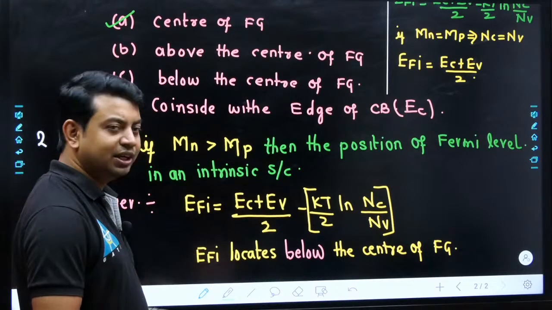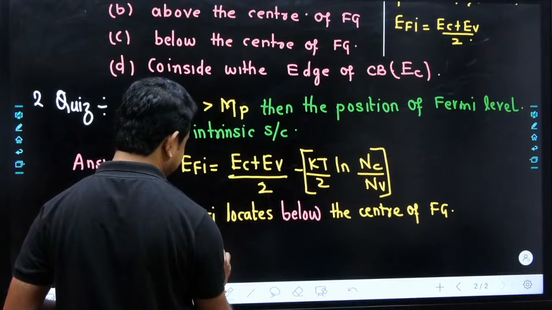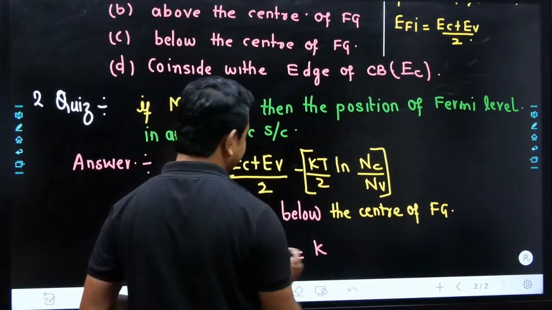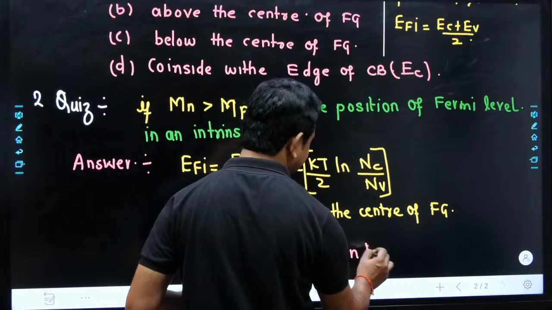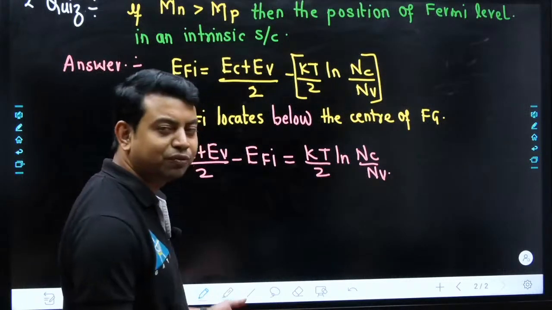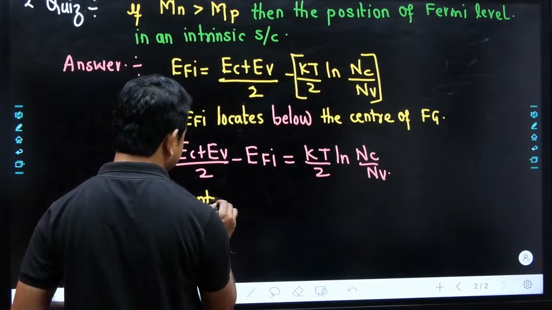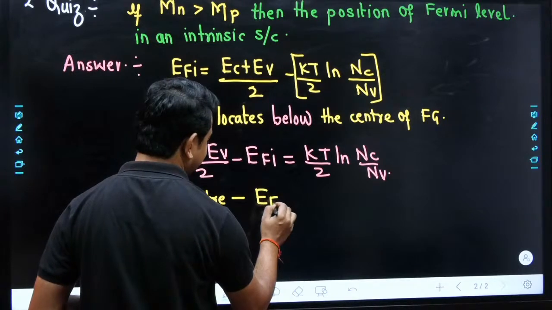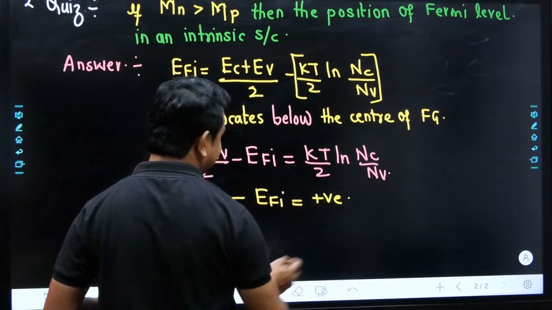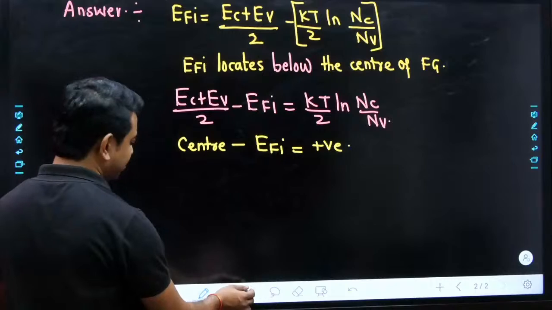So, we are having (EC plus EV) divided by 2, that is nothing but the center, and we write the equation this way: (EC plus EV) divided by 2, this must be the center, minus EFI. This is having some positive value, which is (KT divided by 2) ln NC divided by NV. So, if it is having some particular magnitude which is a positive value, then definitely the location of the Fermi energy level is below the center of the forbidden gap. Where does the center locate? This must be the center. Minus this is the location of the Fermi energy level in an intrinsic semiconductor for this particular condition, and this is having some positive value. If it is having some positive value, then definitely the location of the Fermi energy level must be below the center of the forbidden gap. So, we just draw this one.